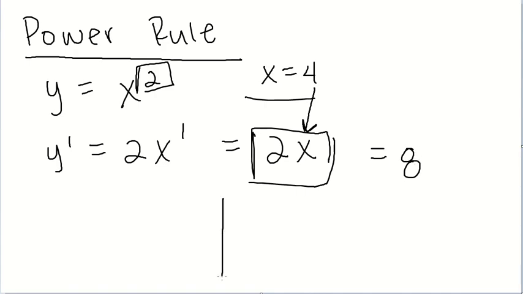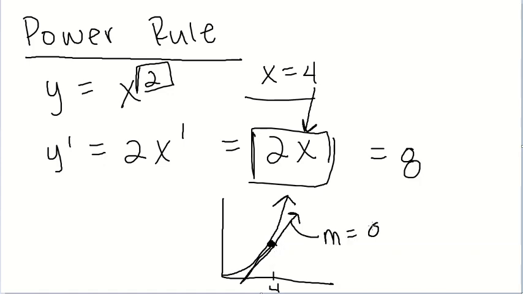So if we were to draw that, I have my parabola x squared here, and we'll say that 4 is right there. So if I were to draw a tangent line, a line that is tangent to this parabola at x equals 4, the slope of this line is going to be 8. And we calculated that by finding the derivative function and then plugging in the appropriate x value.